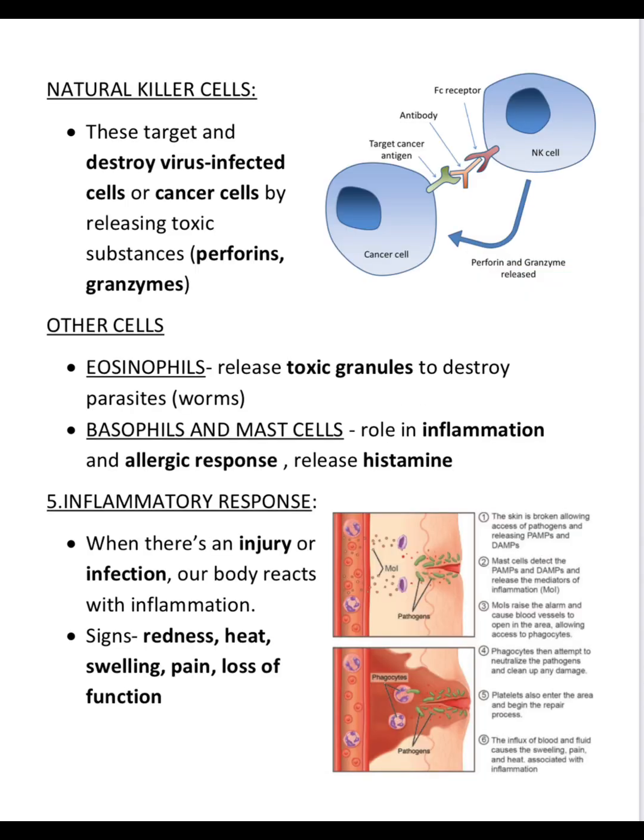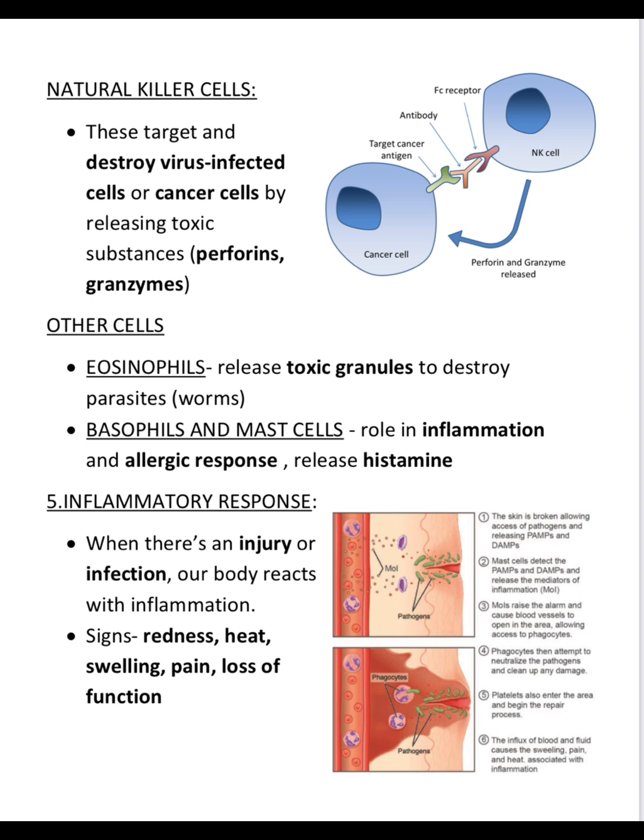Natural killer cells. Natural killer cells are large granular lymphocytes. They destroy virus-infected cells and tumor cells. They do this by releasing perforins and granzymes that punch a hole in the target cell and trigger apoptosis, that is, cell death.